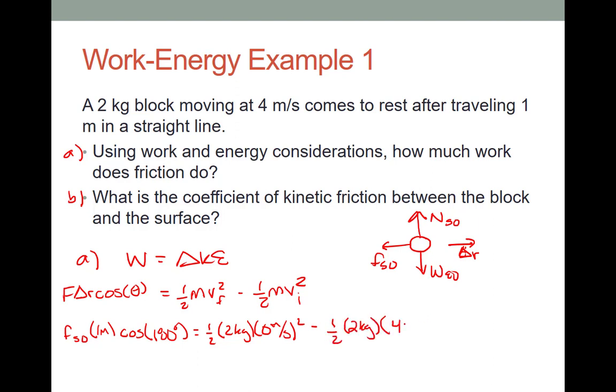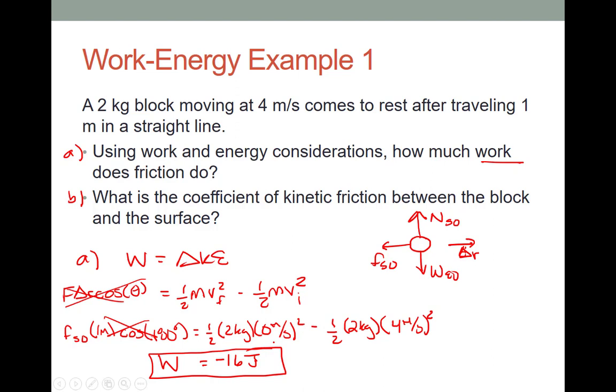And the initial speed was 4 meters per second. If you put this all into a calculator, you find that the force of friction is equal to -16. And I am jumping ahead, pardon me, because we didn't want to know the force of friction, we wanted to know the work. So we didn't need to do any of this yet. So we find the work due to friction as -16 joules.